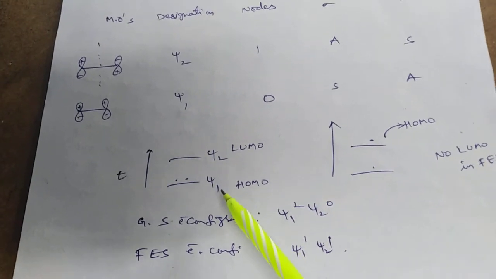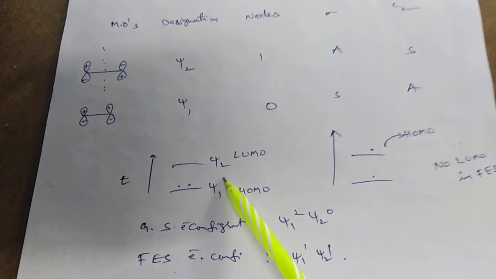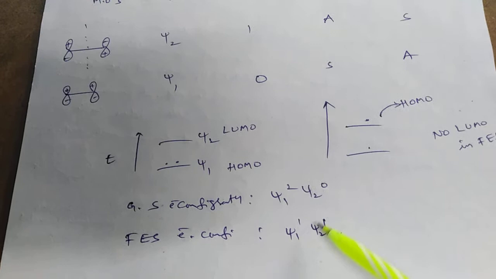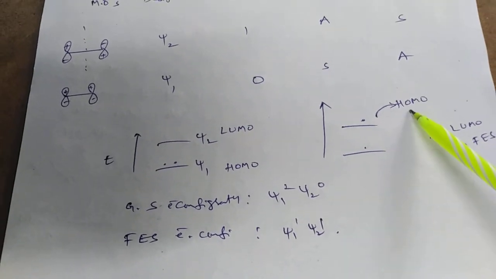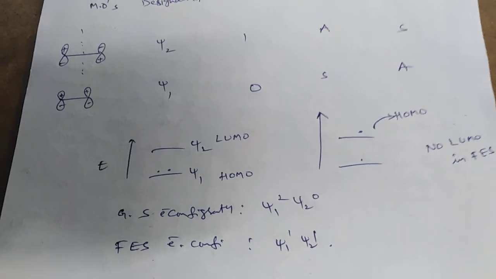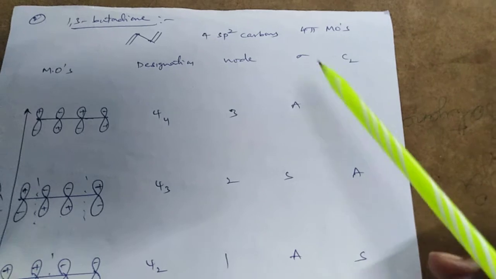In the ground state configuration, Psi1 is HOMO and Psi2 is LUMO. But in the first excited state configuration, Psi2 is HOMO. No LUMO for the first excited state. Similarly, we can explain 1,3-butadiene.